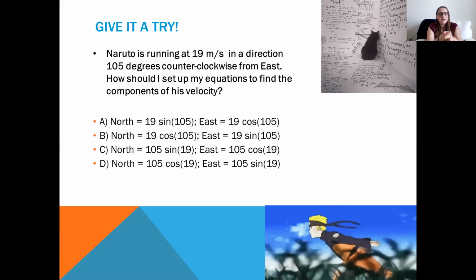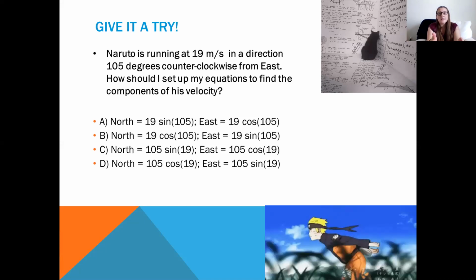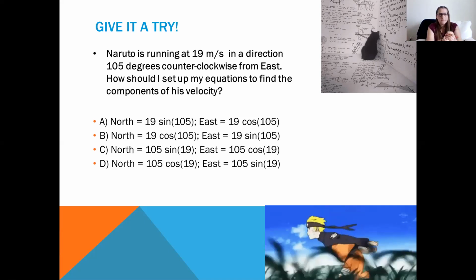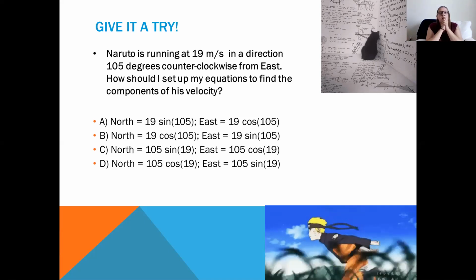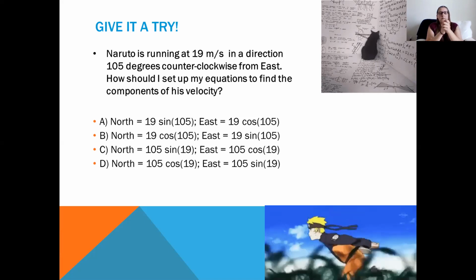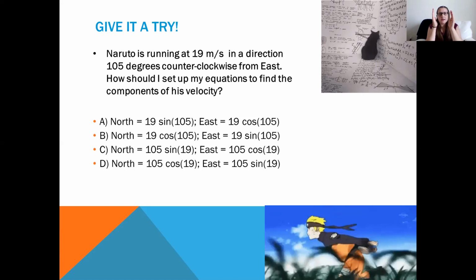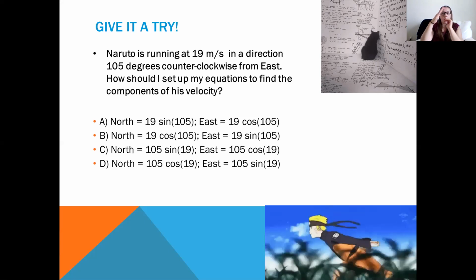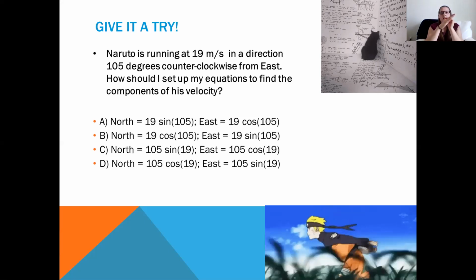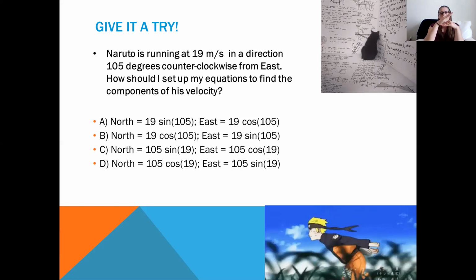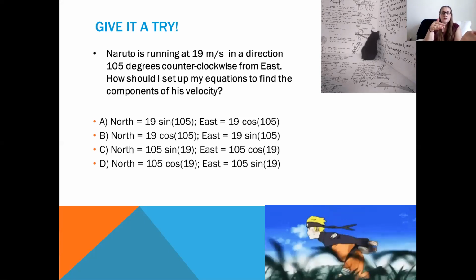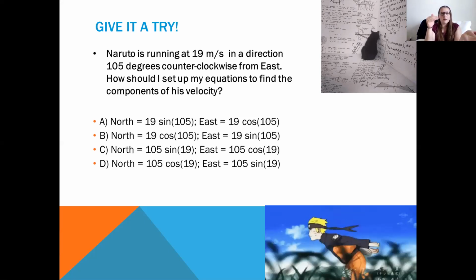That you just can't do. You need to have an angle be the argument of a trig function. So right away we can automatically rule out C and D because 19 corresponds with 19 meters per second. That's our velocity. So C and D are incorrect for sure. Now thinking about A and B, we have to kind of visualize what's happening. If he's going at an angle of 105 degrees, does the sine correspond with the y component or the x component?